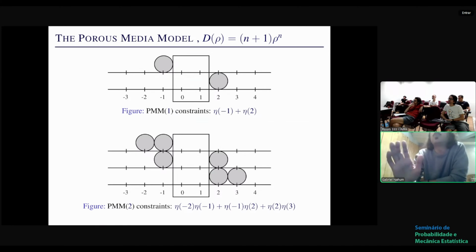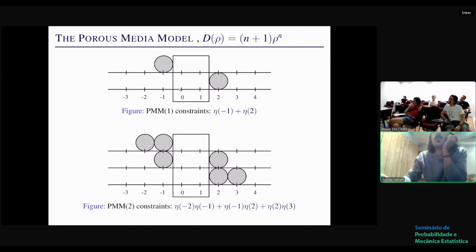And so to explain what we did, I should first explain the Porous Media Model. That is also going to be a basis for all the rest of the models that I am going to present. So the Porous Media Model constraints can be explained like this. We fix some n. For instance, if we fix n equals 1, we expect to obtain this diffusion rho. And the constraints are, we ask for a particle on the left, or a particle on the right, where a jump is going to happen.